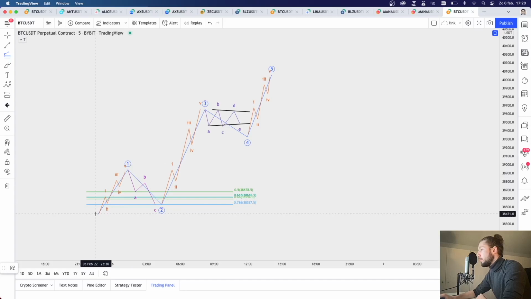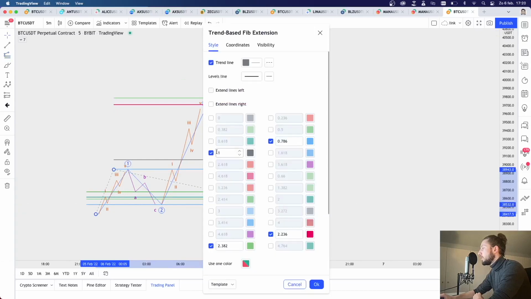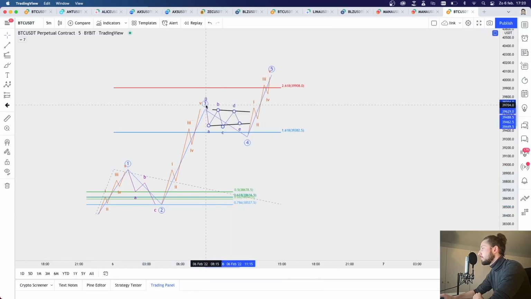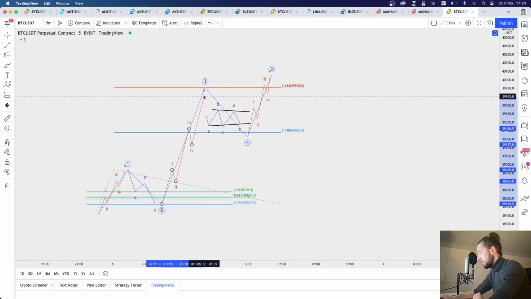So we go from the bottom of wave 1 towards the top of wave 1 towards the bottom of wave 2. And then we actually have 2 probabilities, which are the 1.618 and the 2.618. So mostly it will go towards that 1.618, but we can have an extended third wave all the way here.